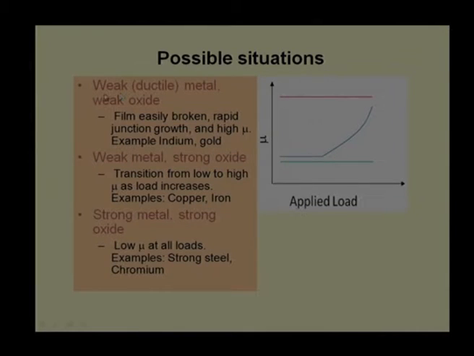Coming to the second one, the weak metal and a strong oxide can be plotted something like a blue line. You see that there is a stationary, or maybe initially constant, coefficient of friction, and then there is a rupture of the layer, and that is why there is a sudden increase in coefficient of friction. Finally, the green color line, which is most favorable, has a combination of strong metal and strong oxide.